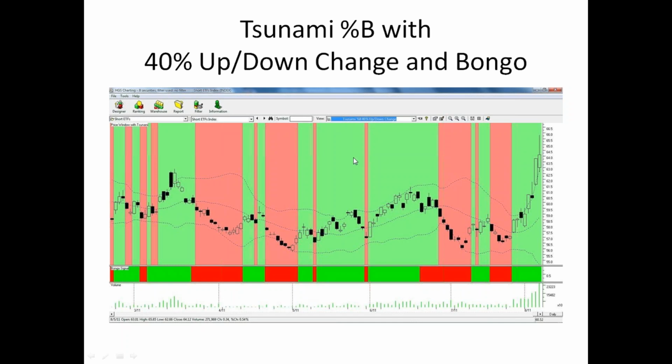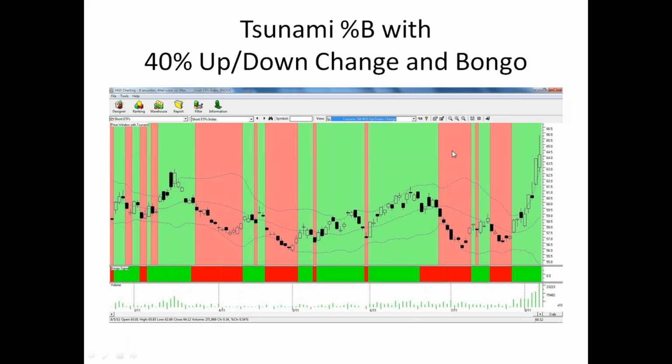Notice the two colors up here. Sometimes these color bands match the Bongo signal, and other times they don't. Now, I'm colorblind. I see these two colors as different shades of gray. I don't know what they are. But this color is following a tsunami up indication. And this color is a tsunami down.